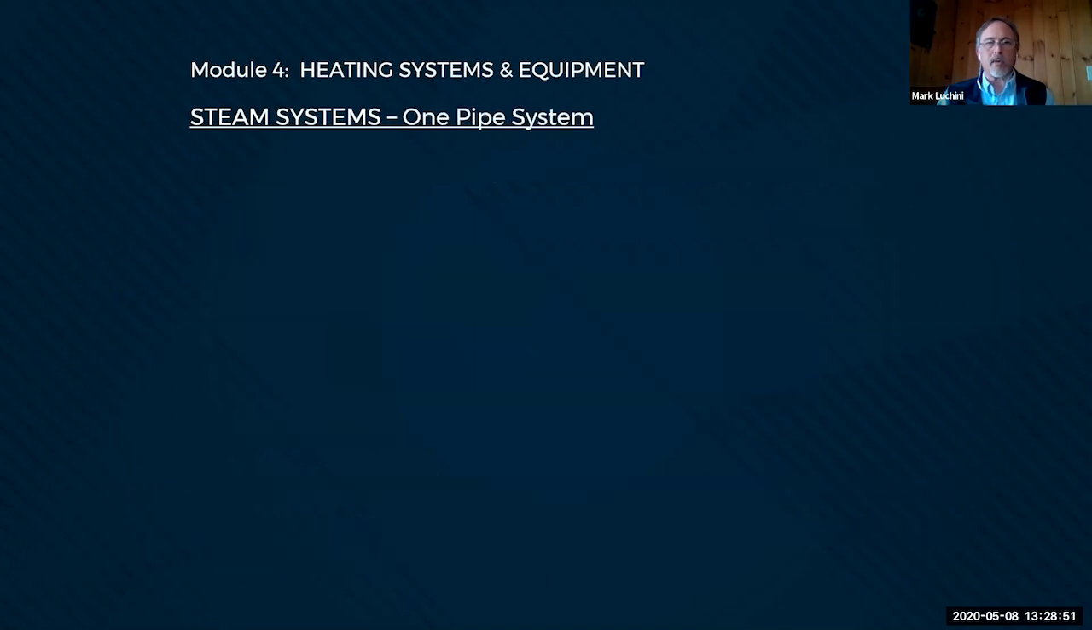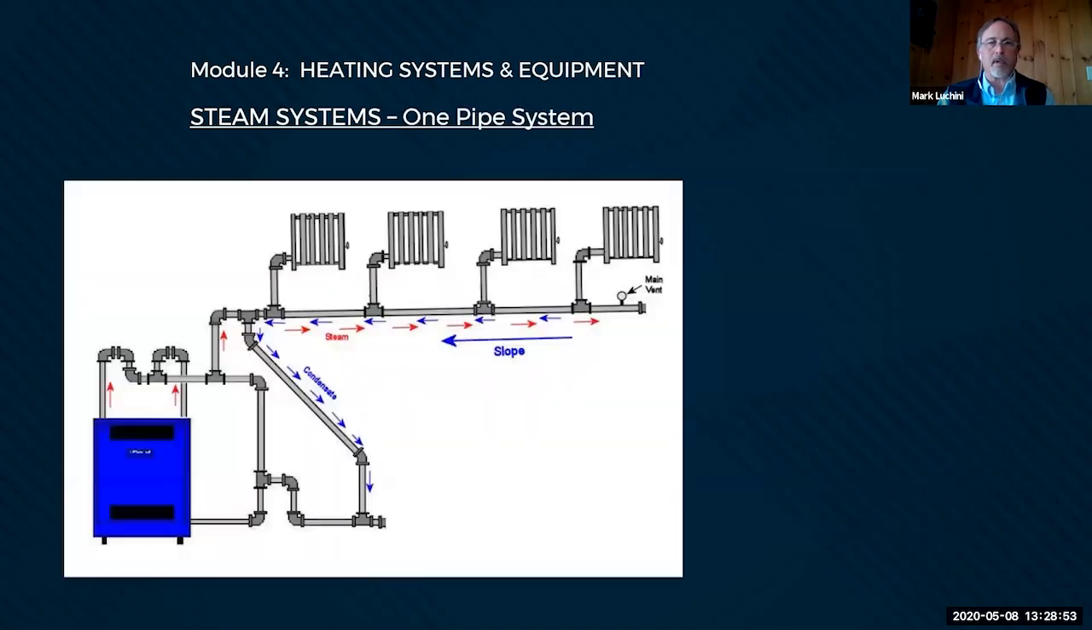So, typical one pipe system. This is something you might have found in an old house, right? Cast iron radiators, boiler in the basement, single pipe going up and feeding all your radiators, and there's only one connection to the radiator, right? So steam goes in, condenses, condensate comes back out, same pipe. Steam's flowing this way, condensate's flowing this way.